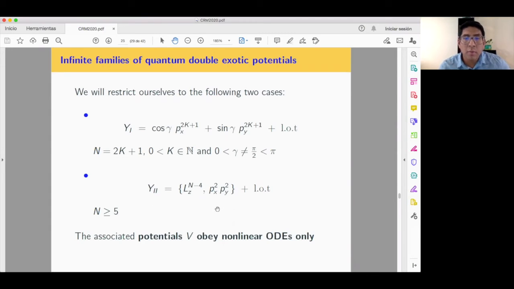The second family is given here. So the leading term contains Lz to the power n minus 4. This is the anticommutator with this product of px and py. The second family starts to appear if n is equal to or larger than 5. And the first family corresponds only to odd values of n. n is the order of the extra integral of motion.